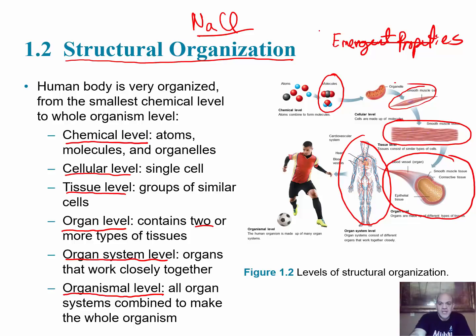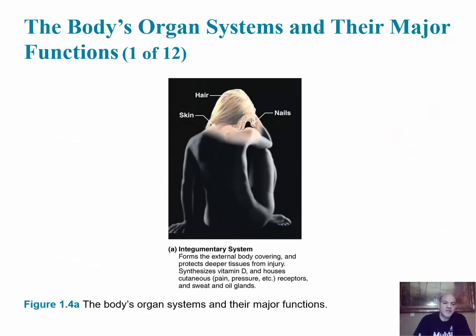So we call this emergent property, and that's true at every level. The next highest level is more than the sum of the parts from the lower level. So again, that's called emergent properties. Now we're going to look at the 11 organ systems overall, and according to the objectives, we need to know some of the basic structures found within their organs and some of the basic functions of these systems.